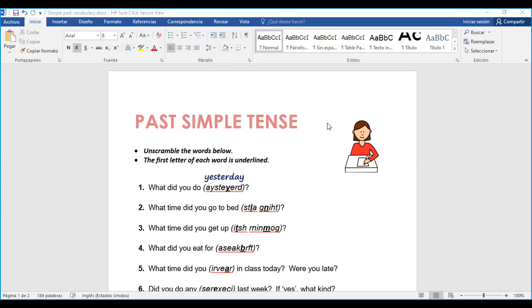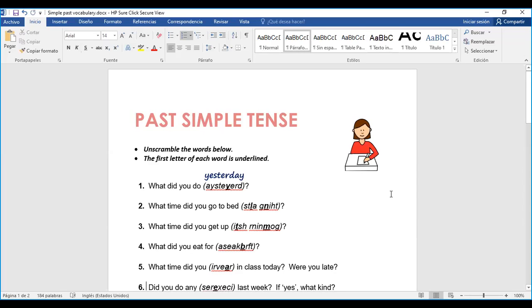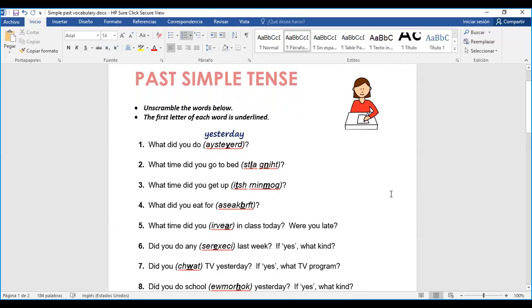So I want everybody to take a look at the example so we can have a clear idea of what we are going to be doing. In sentence number one, or question number one, you have "what did you do?" And you have the scrambled word in parentheses. There's a letter, sorry, that is highlighted and underlined, and that's the first letter of the word. In this case, it was a Y, so we have yesterday.